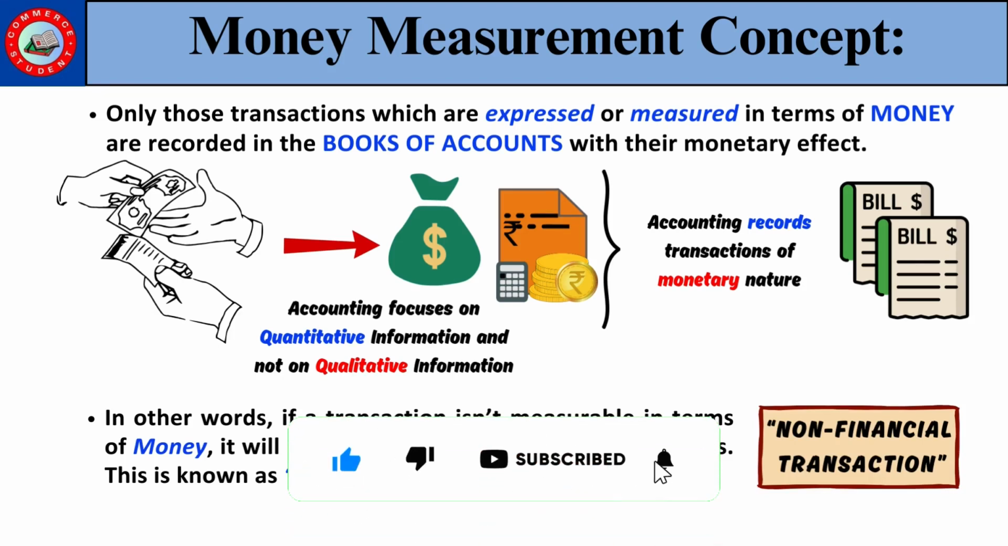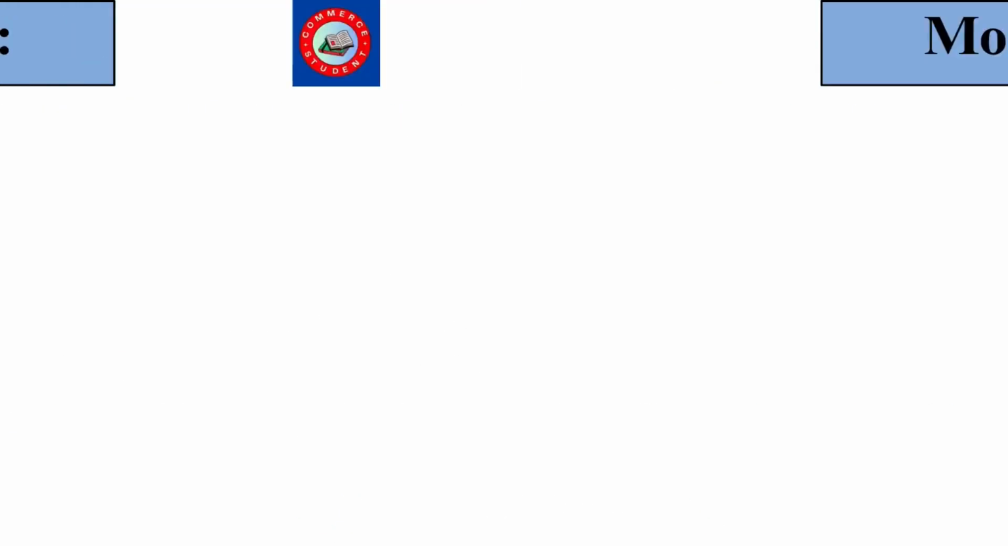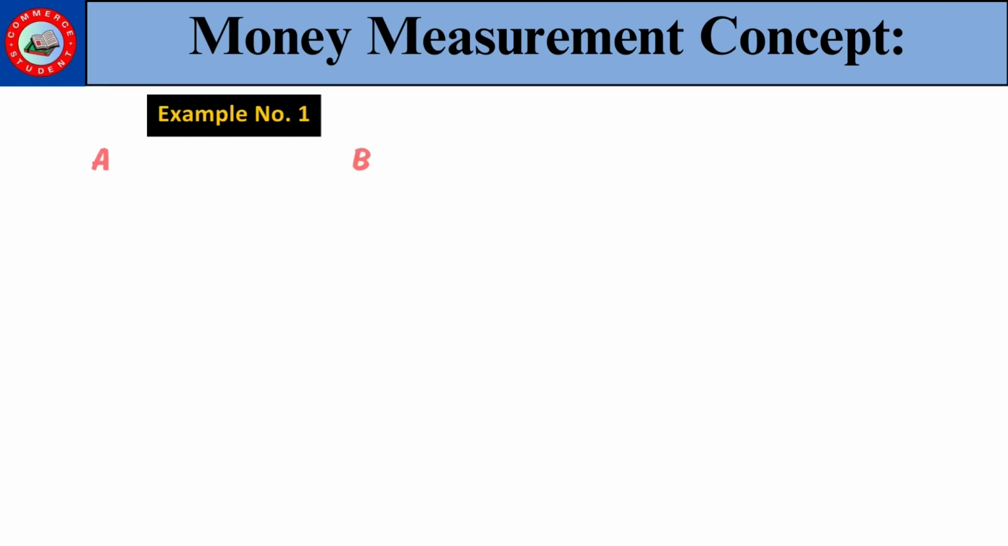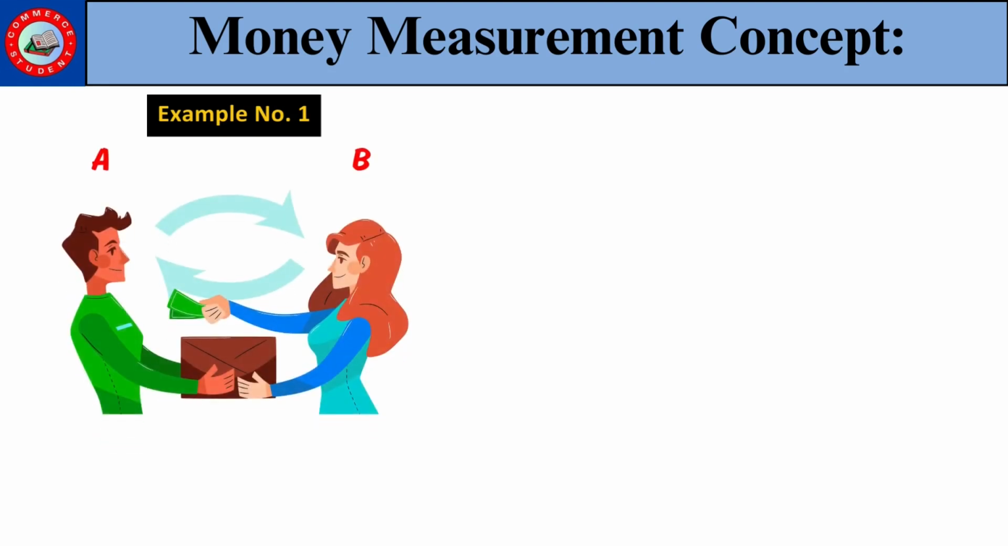Let's look at some examples featuring the importance of the money measurement concept. Suppose there are two parties, A and B, who enter into a transaction where A delivers goods to B and in return B gives cash to A. This transaction is a clear demonstration of the money measurement concept because the value of the goods delivered can be measured in money, which is the cash exchanged between A and B.